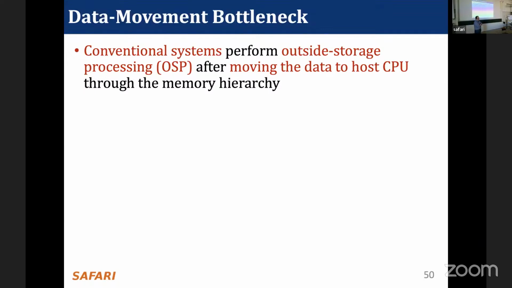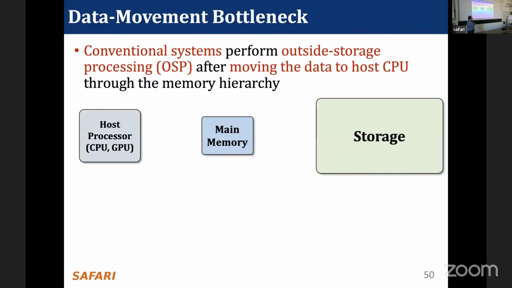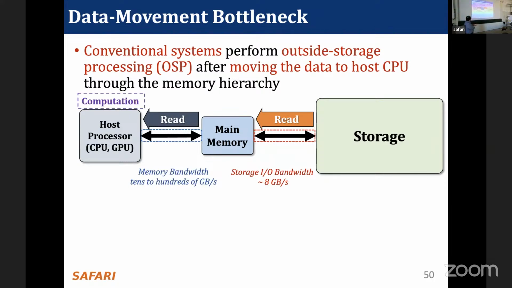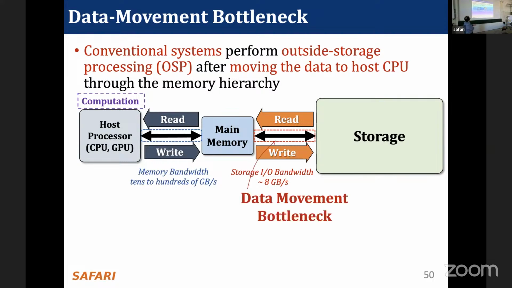Basically, the data movement bottleneck here is that conventional systems perform outside-storage processing after moving data to the host CPU through the memory hierarchy. And that causes a lot of issues. In this figure, you can see the storage subsystem, main memory, and the host processor, which can be a CPU or GPU. The channel from storage to main memory has an I/O bandwidth of around 8 GB per second, and the channel from main memory to the host has a bandwidth of tens to hundreds of gigabytes per second. We do computation in the host, and you can see that the storage to main memory channel is a bottleneck by that throughput.